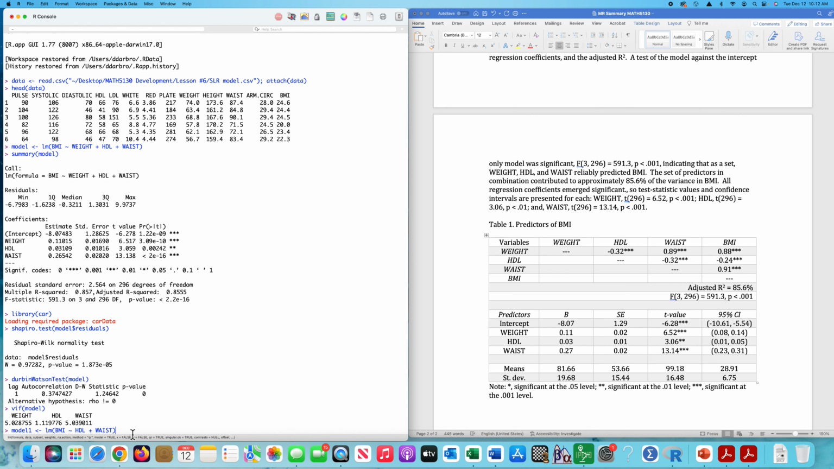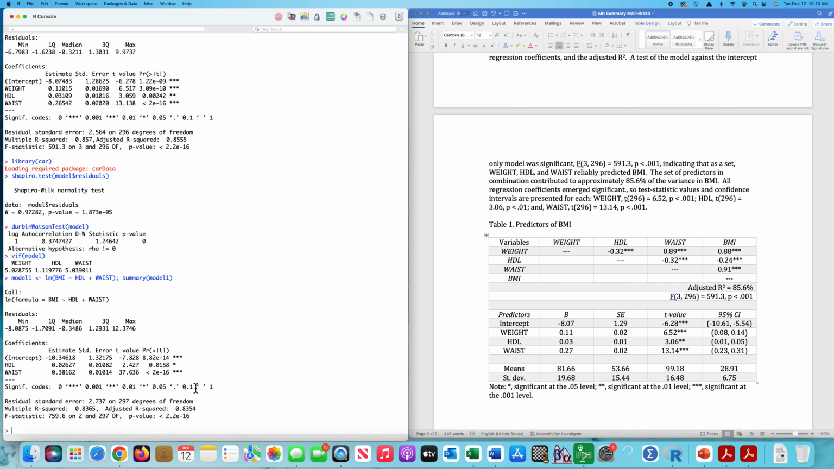And I'm just going to go ahead and run the summary for model 1 and see what happens. Well, I have statistically significant predictors. HDL and waist are both statistically significant. My model, the set of predictors, is statistically significant. I'm explaining an impressive 84% of the variance in Y by this set of predictors being in our model.